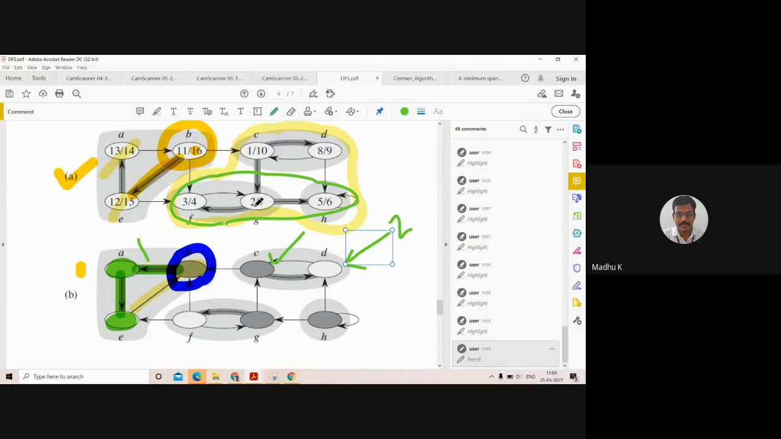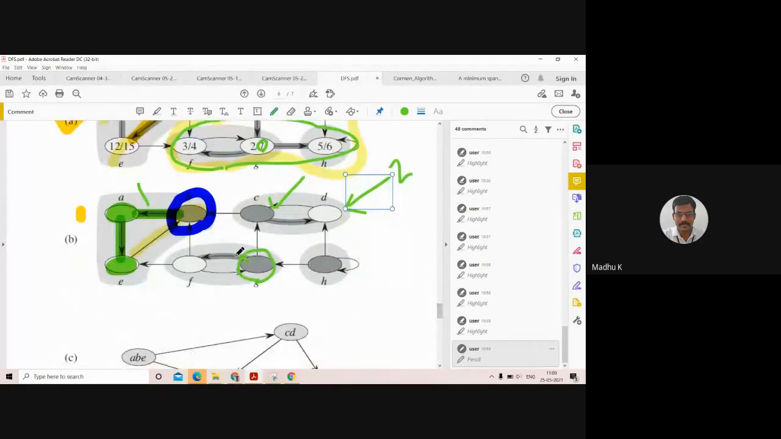There we go. It is G, because G's finishing time is 7. So it will be the last finished one: 7, 6, 4. So 7. Again we will perform DFS and we will get a small tree. Small DFS tree, you can note here.